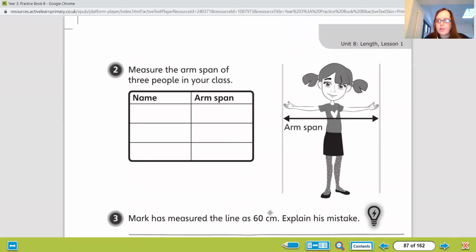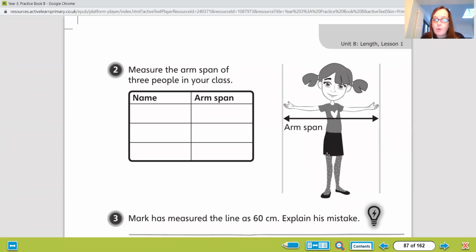You're going to have a go at question 2 now by yourself. So it says measure the arm span of 3 people in your class. And we've got a picture there showing you how you measure your arm span. So your arm span is from the tip of your finger there to there. You can't see my arm span. Okay, so I'd like you to pause the video and write the names of the people and measure them.